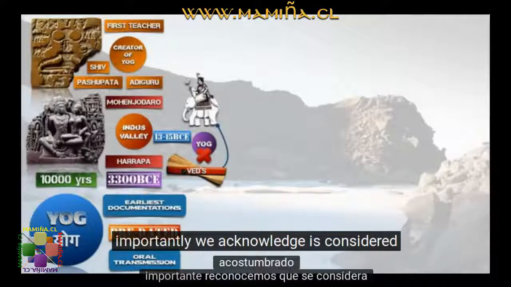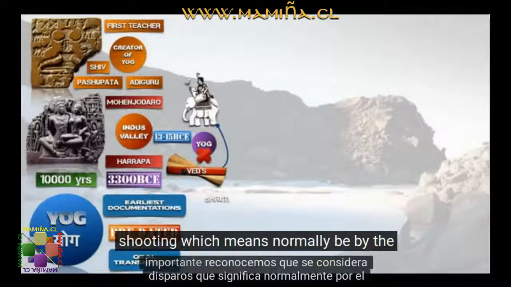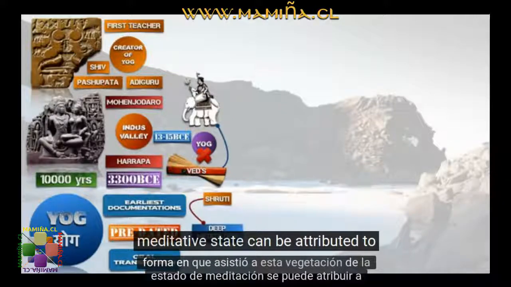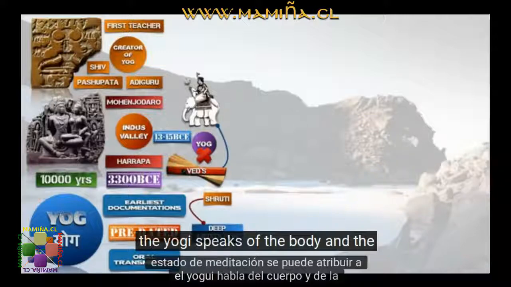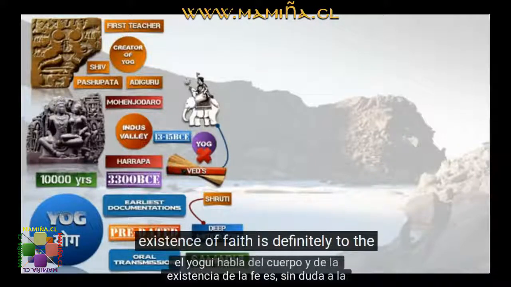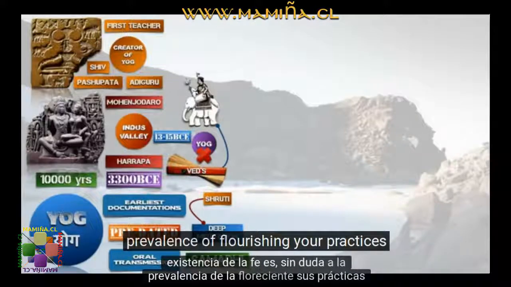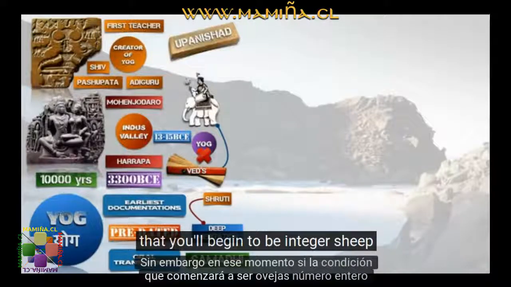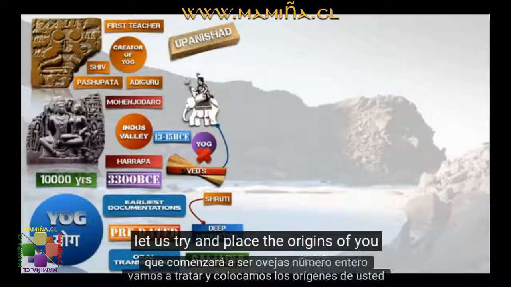Vedic knowledge is considered a Shruti, which means knowledge revealed by seers or rishis who attained them in states of deep meditation. This deep meditative state can be attributed to the yogic state of samadhi, and hence the existence of the Vedas is testimony to the prevalence of flourishing yoga practices at that time. However, it is the Upanishads where yoga began to take its individual shape.